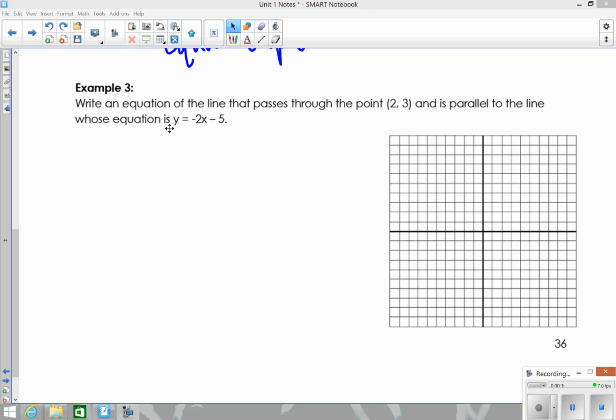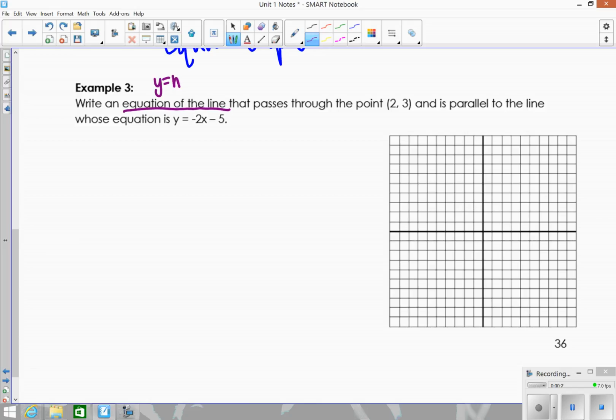So there's two things that you have to know if you're going to be writing the equation of a line. Anytime I'm writing the equation of a line, remember that's y equals mx plus b, I always have to know two things. I have to know the slope, and I have to know the y-intercept. So that's going to be your m and your b.